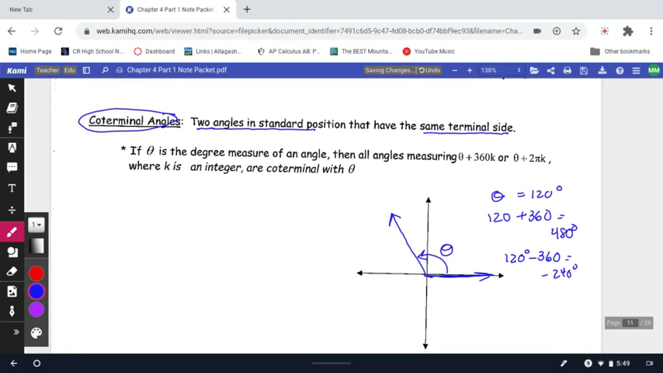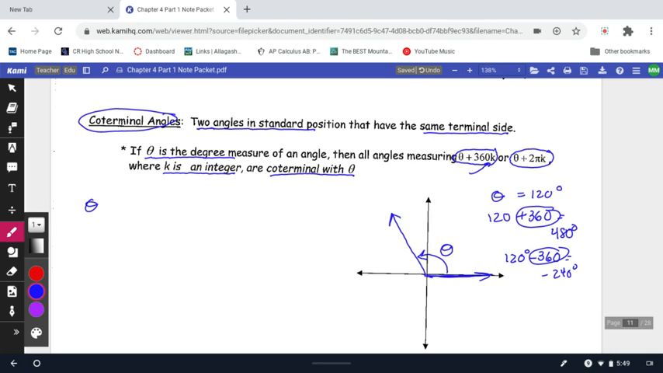And you can get an infinite number of coterminal angles by just basically keep adding and subtracting 360 from the angle. All right, so if theta is a degree measure, then the angle measures of theta plus 360k, and I'll talk about what that k means, or if it's a radian measure, theta plus 2 pi k, where k is an integer, and I'll talk about what that means in a second, will give you every single coterminal angle with angle theta.